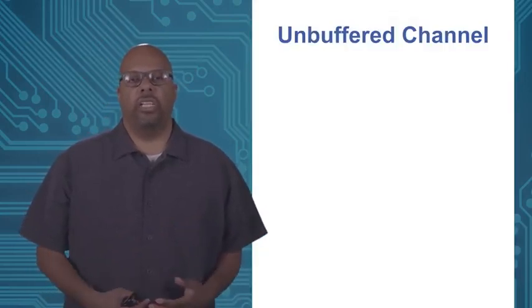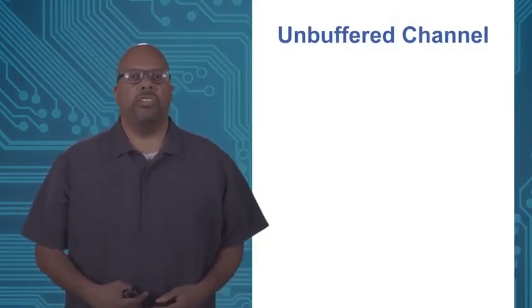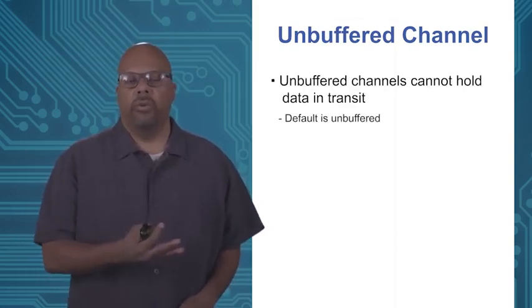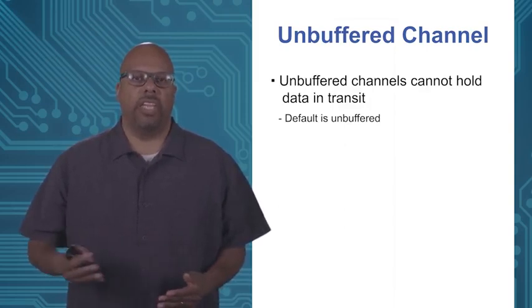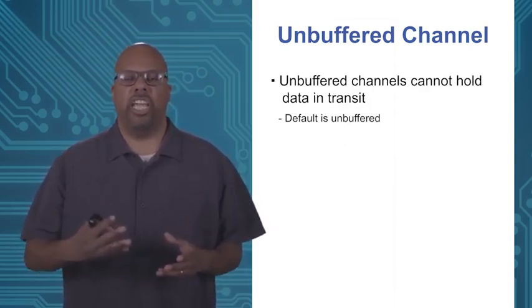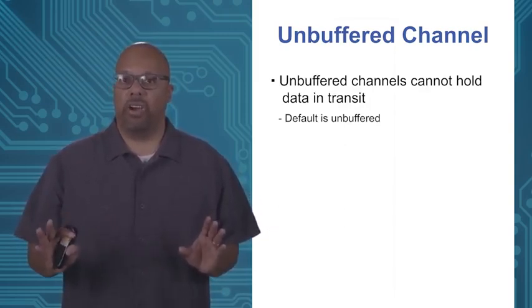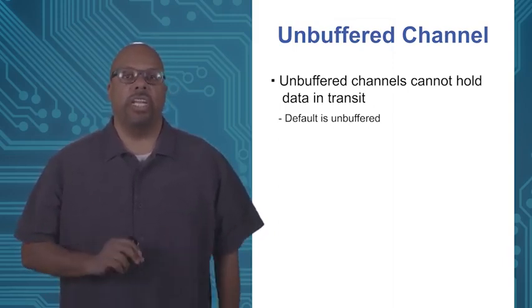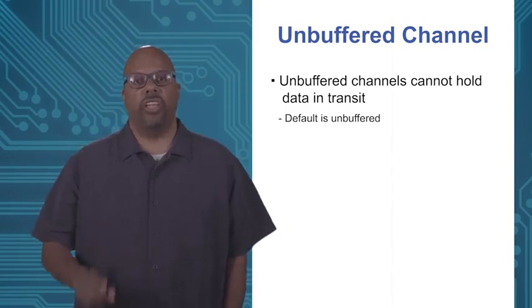So by default, a channel is called unbuffered. When you create a channel, it's unbuffered. And unbuffered channels cannot hold data in transit. So the default is unbuffered. So when we call make and pass it, say chan int, and we don't pass it any other arguments, then we're making a channel that holds integers, but it's unbuffered. So it can't hold data in transit.